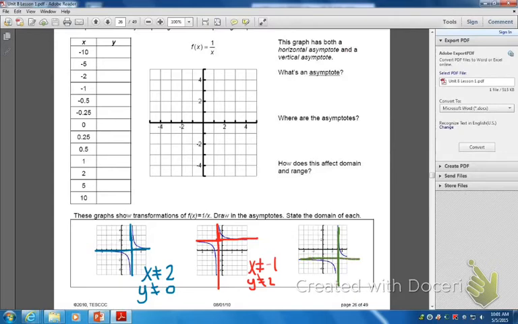Right. Looking at your vertical, what is the restriction on your domain? 3. And what is the restriction on your range? -2. Okay. Questions on that? So can you see when you're looking at it, you can see the asymptote, you can see how that little hyperbola is getting closer to it and not reaching it? Yes or no?